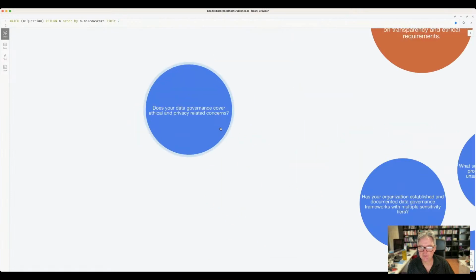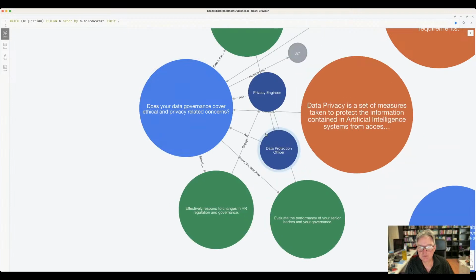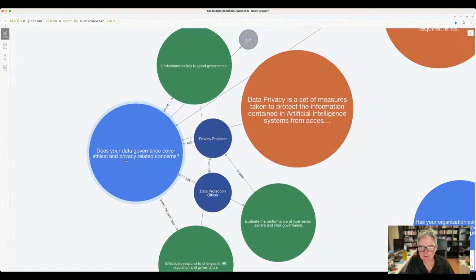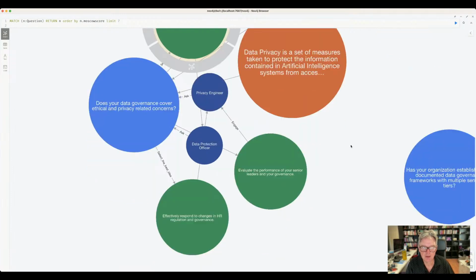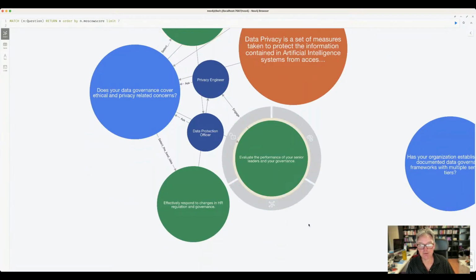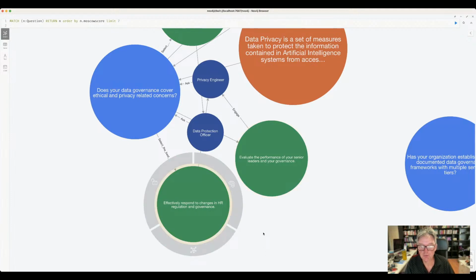Does your data governance cover ethical and privacy related concerns? Do you actually have that built into your data governance? What do you understand is key to good governance? Evaluate the performance of your senior leaders and your governance. Effectively respond to changes in HR regulation and governance.